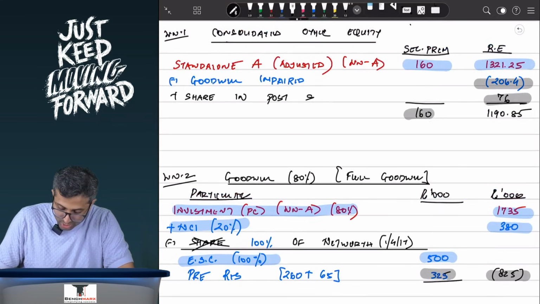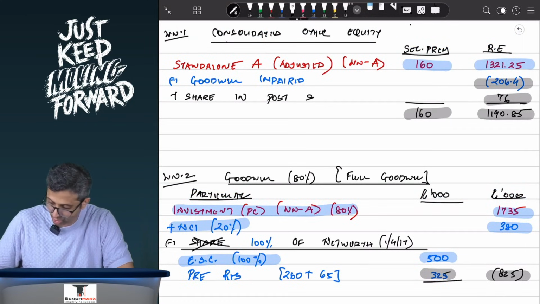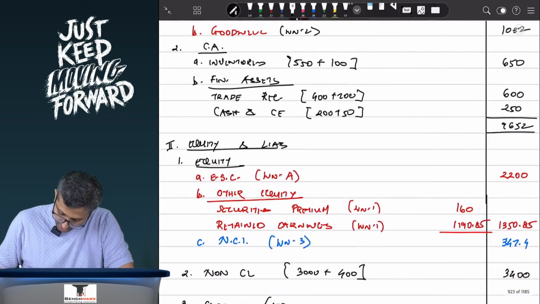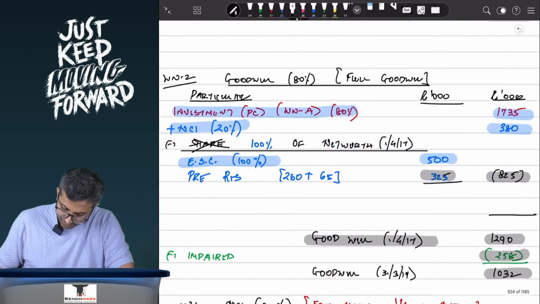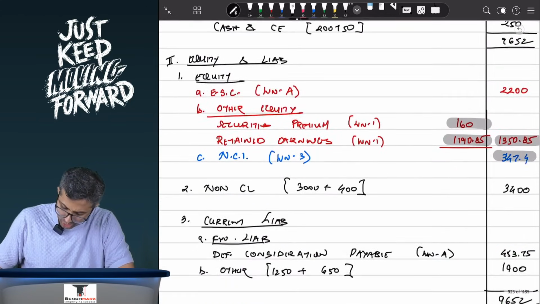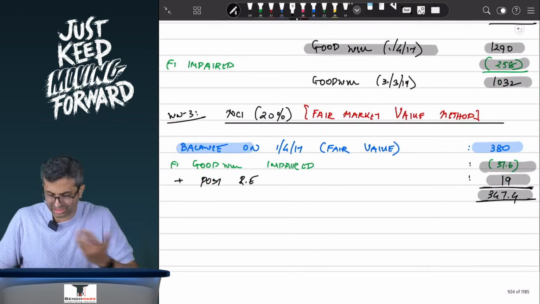Once you take this 160 and 1190, so this comes to what? Your total reserves of 160 and 1190, that is 1350.85. Goodwill coming to 1032 after writing off the impairment, and N.C.I. coming to 347.4, and that's about it.